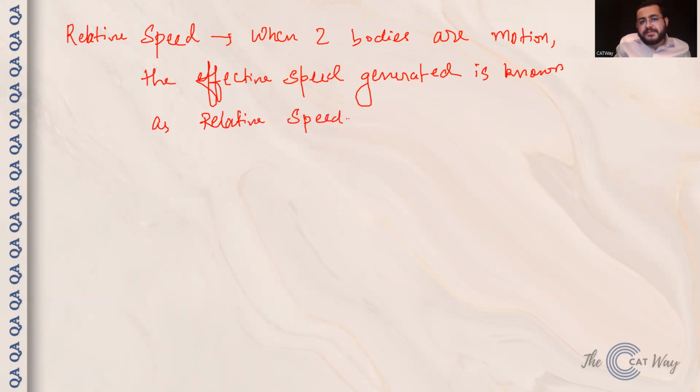Now, relative speed is taken into two aspects. First, when the two bodies are moving in opposite direction, a different concept is applied. And when the two bodies are moving in the same direction, right? So in this video, we are only going to talk about the relative speed in opposite direction, and we'll have another video for solving it in the same direction. Now let's try and understand the concept, because we at CATWay believe that if the concept is clear, no matter what the difficulty level of the question is, you will be able to solve it, right?